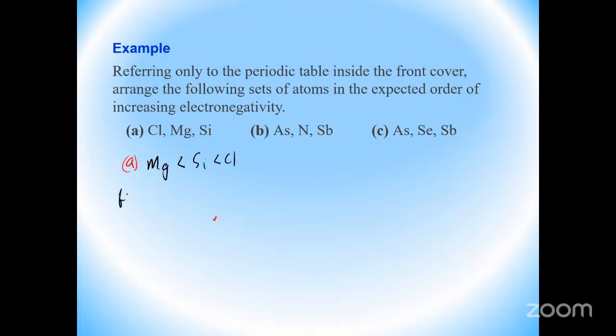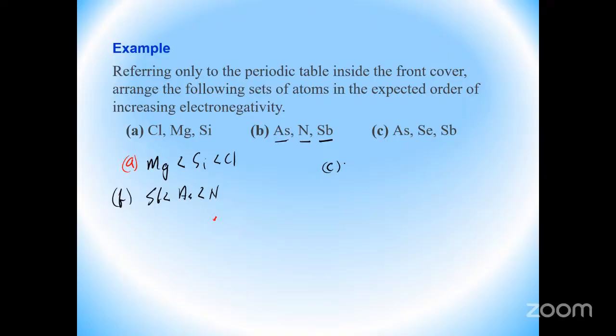What about the next series? You have arsenic, nitrogen, and antimony, Sb. So again, consult the periodic table, and what do we see? We see that they're all in the same group. You have nitrogen at the very top, you have arsenic lower down, and antimony below that, right? So of these three elements, which would be the one with the lowest electronegativity? Antimony, followed by arsenic, followed by nitrogen. Okay, very good.